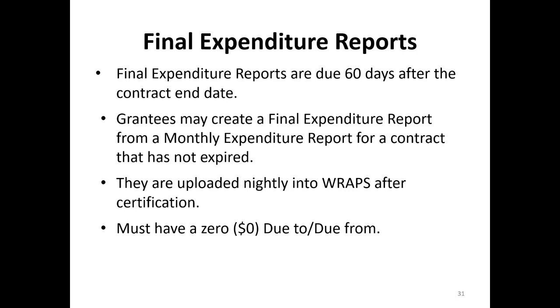Grantees can change a monthly report to a final if they've spent the full contract, or have another reason to close it out. Just keep in mind that when you do change your monthly to a final, you'll need to make sure that the due to, due from is 0, meaning that what you've reported spent and what you've drawn in cash are the same. And you'll also have to be prepared to go ahead and process the contract closeout package at the same time. Final reports, once they're certified, same with revised finals, are uploaded nightly into our accounting system.